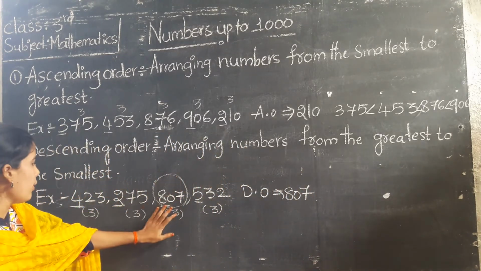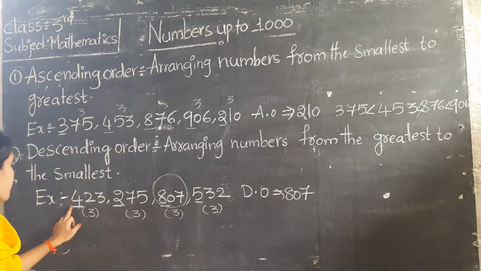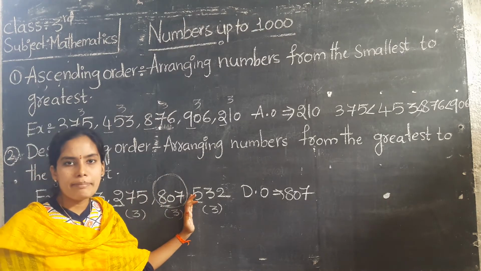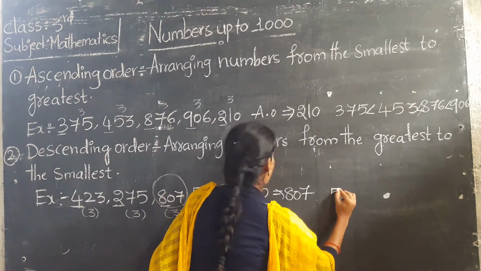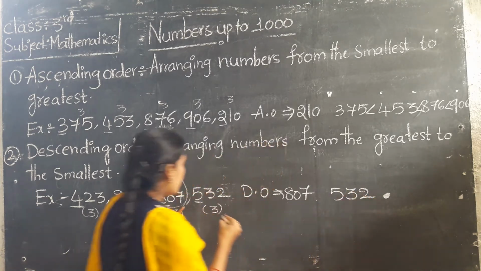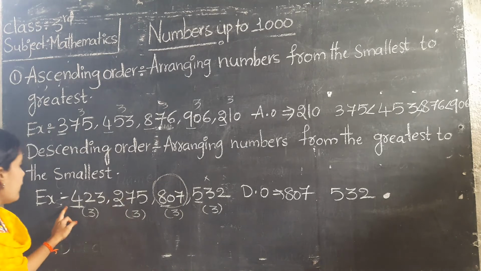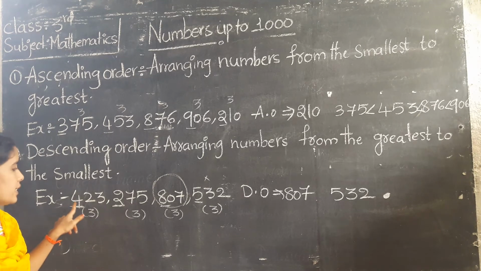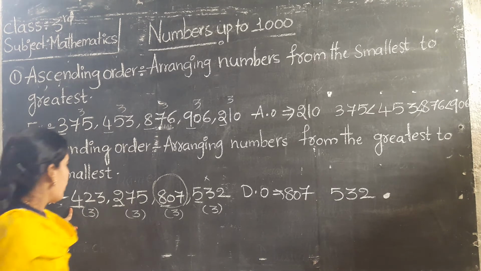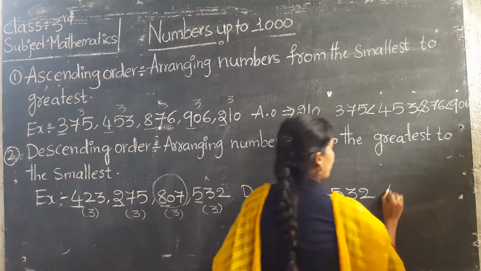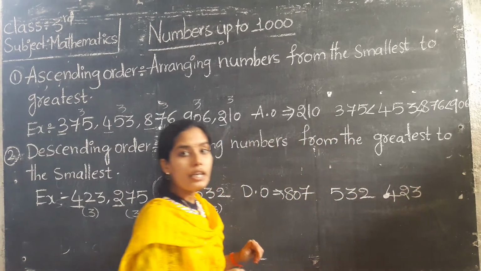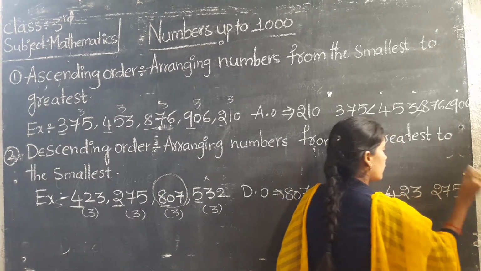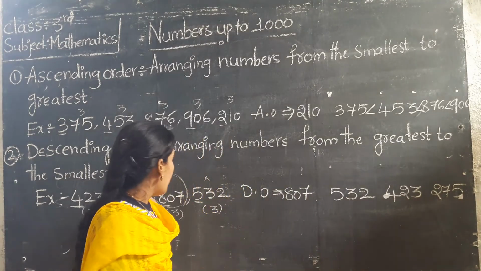So this number is over. What about the remaining numbers? 4, 2, 5. After 8, which is big? 5 is big, so we write 532. This number is also over. Next we compare these two numbers only. 4, 2. Which is big, Nina? 4 is big. So we write the total number 423. And the last one is 275. This is about descending order.